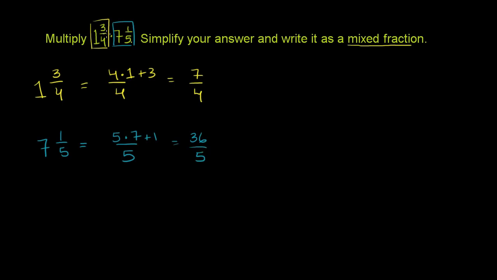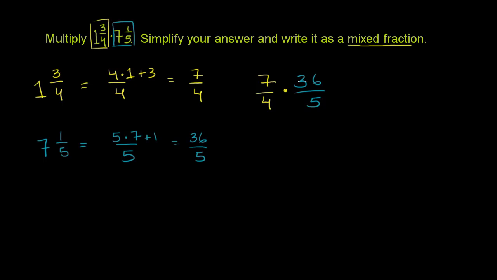So this product is the exact same thing as taking the product of 7 over 4 times 36 over 5. And we could multiply it out right now. Take the 7 times 36 as our new numerator, 4 times 5 as our new denominator. But that'll give us large numbers. I can't multiply 7 and 36 in my head too easily. So let's see if we can simplify this first.